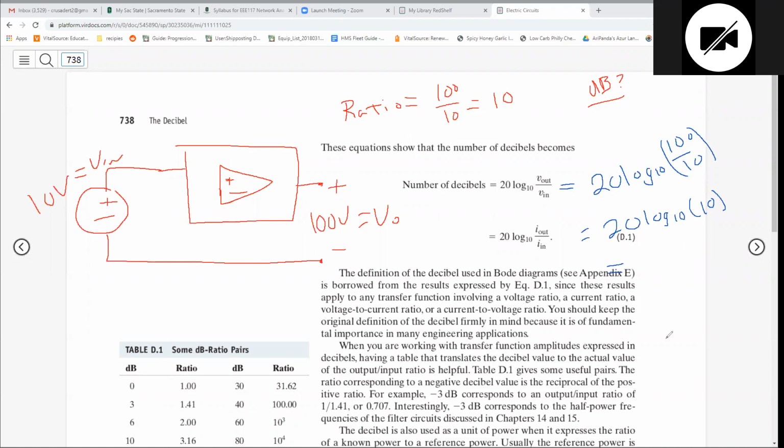You have to remember how log works. Log base 10 of 10 means you take 10 to the x equals this 10 right here, and you have to figure out what x is. In this case, x is 1, because 10 to the 1 is equal to 10. So then this is 20 times 1, which is 20.